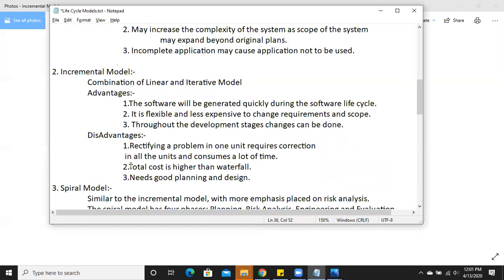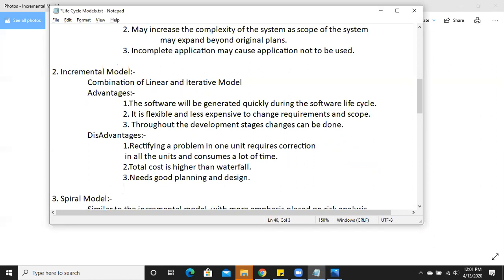Total cost is higher than the waterfall model. If I compare the cost with the waterfall model, it is actually higher than that model. The third one is that it needs good planning and design. As I mentioned in the waterfall model, a less experienced team can do that. But here, what is the requirement? Professionals are required, because there is the need of good planning, right?